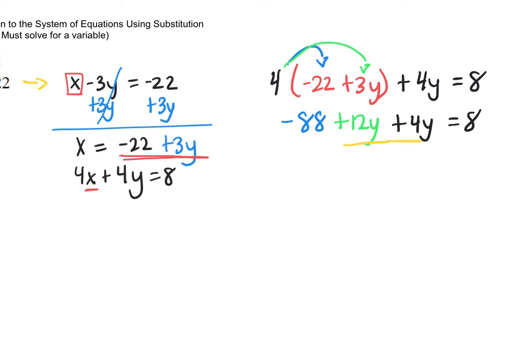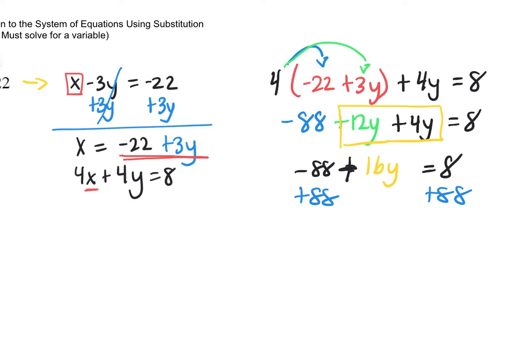We're going to combine like terms. So positive 12 plus 4 is 16y. Negative 88 stays. Then I'm going to do inverse, so I will add 88 on both sides. So 16y is equal to 96. Divide by 16. So y is equal to 96 divided by 16, which is 6.